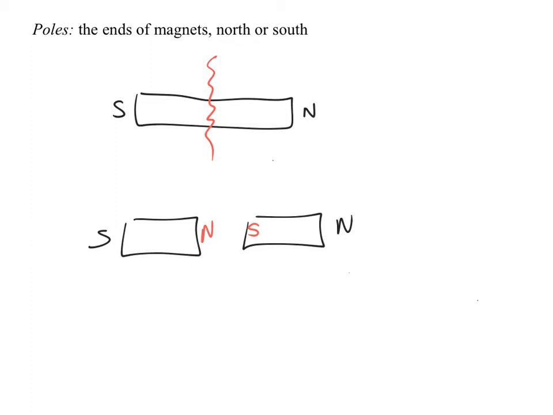The idea of a north and south pole on magnets really came from magnetic behavior on Earth. What do we know about Earth at the ends of the Earth? Not at the equator, but at the actual ends. What do we know exists there? Yeah, we have a north pole and a south pole, right?